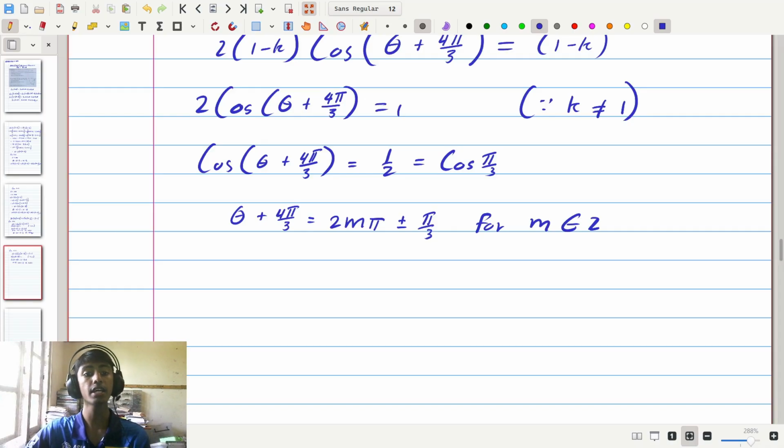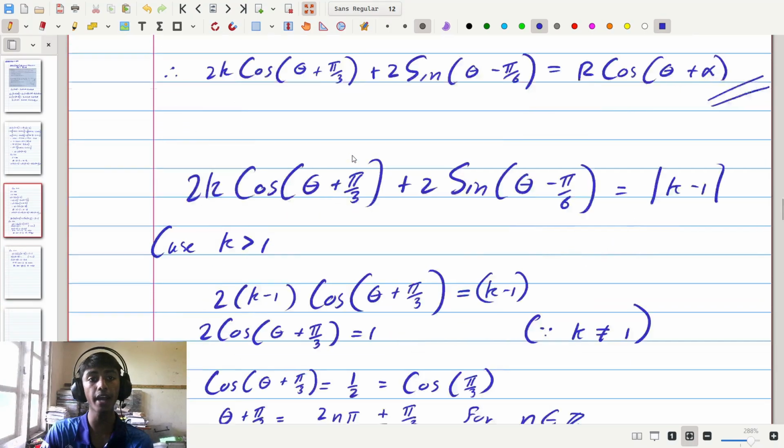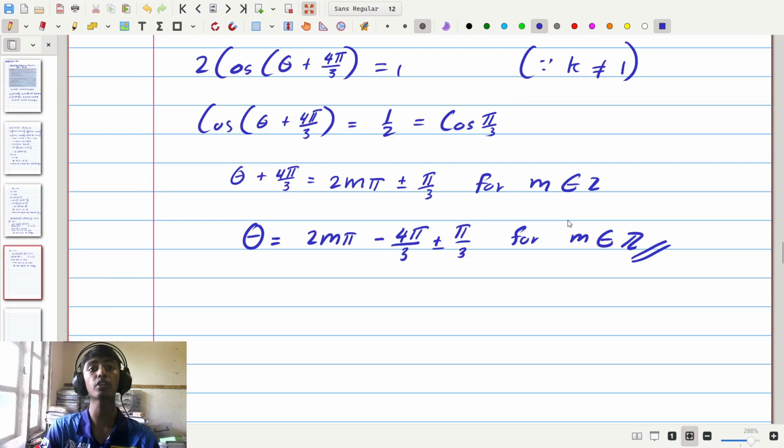So now finally, we can rearrange and get that theta is equal to 2m pi minus 4 pi by 3 plus or minus pi by 3 for m element of the integers. And now with that, we have solved for both cases where k is greater than 1 and k is less than 1 for 2k times the cosine of (theta plus pi by 3) plus 2 sine of (theta minus pi by 6) equal to the modulus of k minus 1. And hence, this part of the question is solved.